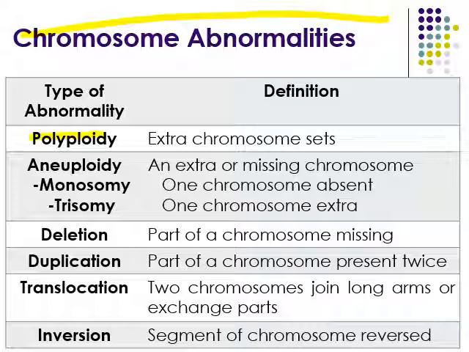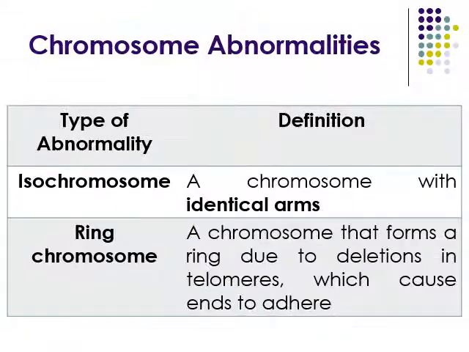Polyploidy, an extra chromosome set; aneuploidy, monosomy or trisomy. Aneuploidy is an extra or missing chromosome; mono means one chromosome is absent, trisomy means one chromosome is extra. Deletion, part of a chromosome is missing. Duplication, nagdodoble. Translocation, two chromosomes join long arms or exchange parts. Inversion, a segment of chromosome is reversed.